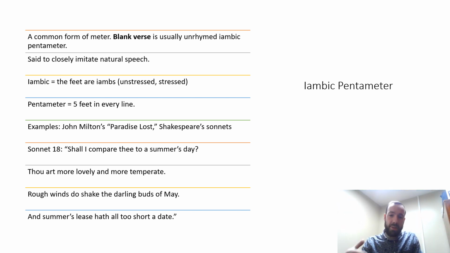Shall I compare thee to a summer's day? Thou art more lovely and more temperate. Rough winds do shake the darling buds of May, and summer's lease hath all too short a date. It's a really nice natural flowy rhythm.